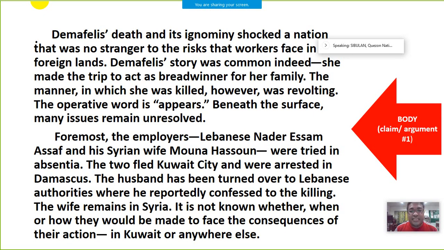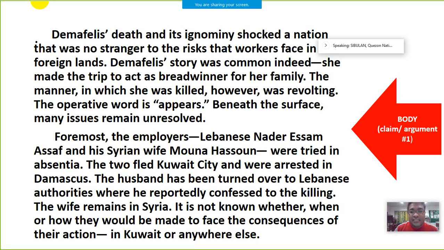Demafelis's death and its ignominy shocked a nation that was no stranger to the risks that workers face in foreign lands. Demafelis's story was common indeed. She made the trip to act as breadwinner for her family. The manner in which she was killed, however, was revolting. The operative word is appears. Beneath the surface, many issues remain unsolved. So, in this paragraph, the position is explained. The operative word is appears, meaning to say, there is no satisfaction yet on the part of the editorial writer. Now, let's go to the claims.